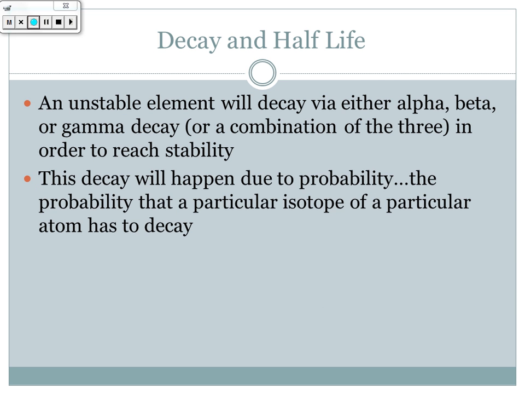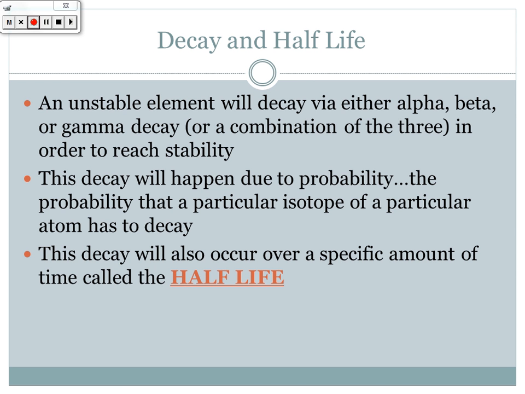And this decay is going to happen due to probability, and that's the probability that a particular isotope of a particular atom has to decay. So it's going to happen based on probability. Whether one atom of a substance decays is based on probability. And this decay will happen over a specific amount of time called the half-life.